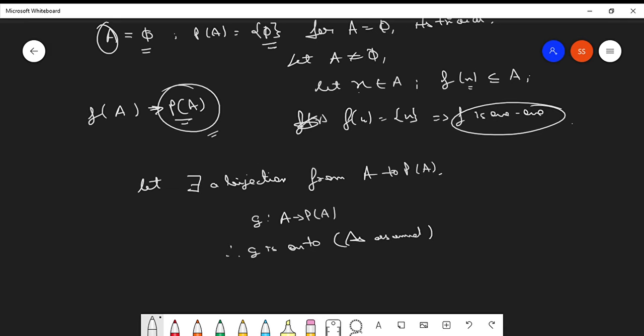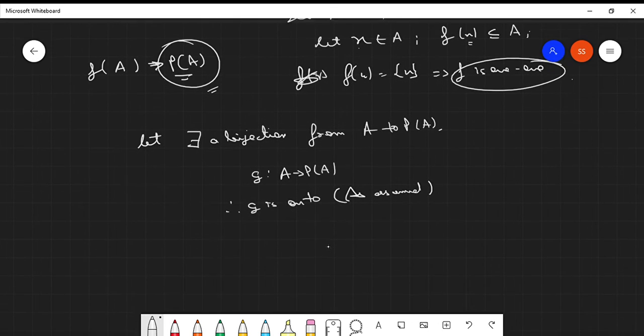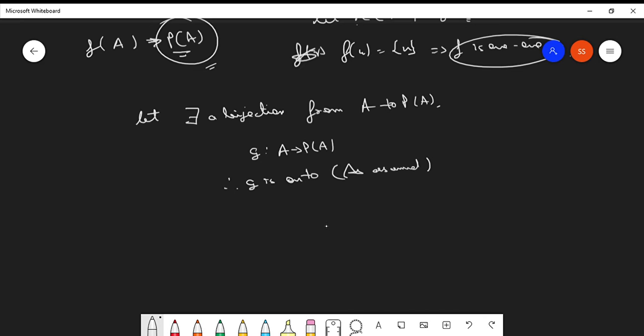Clear. Now let us define a set B such that B contains the elements x which belong to A such that x does not belong to g(x). Clear? x does not belong to the image of x. Now see one thing. If this set is defined and there exists an element b which belongs to the set A, then what does it mean?